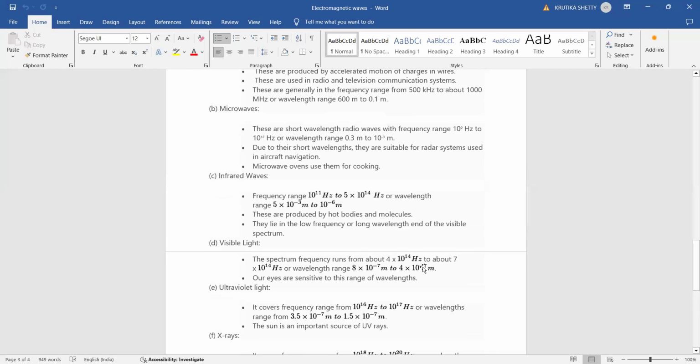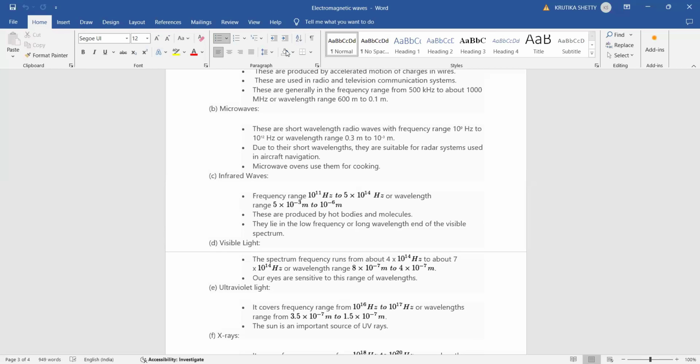So in the visible light here, students, visible light is also called visible rays. These visible rays have wavelength from 8 into 10 raised to minus 7 meter to 4 into 10 raised to minus 7 meter. And the frequency is 4 into 10 raised to 14 hertz to 7 into 10 raised to 14 hertz. This is the frequency range and the wavelength range.